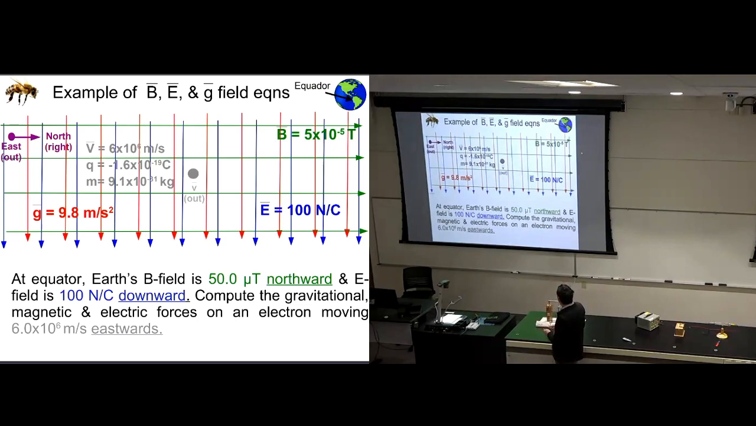If I do that in my sketch, north is to the right as I look out over the Pacific. So this is the north direction.